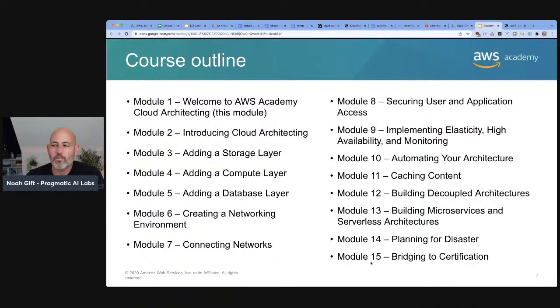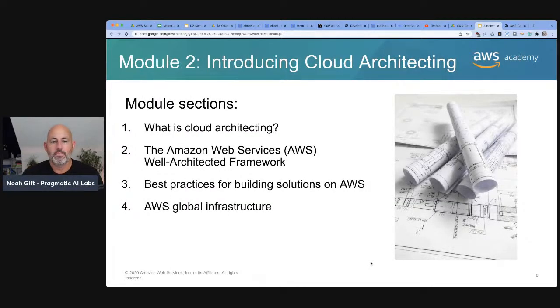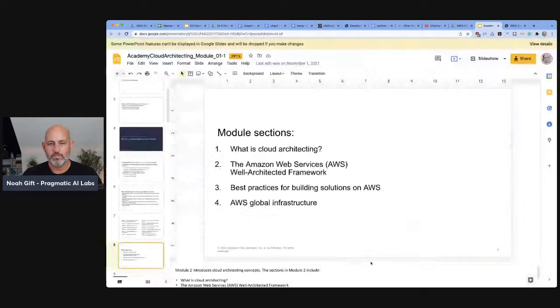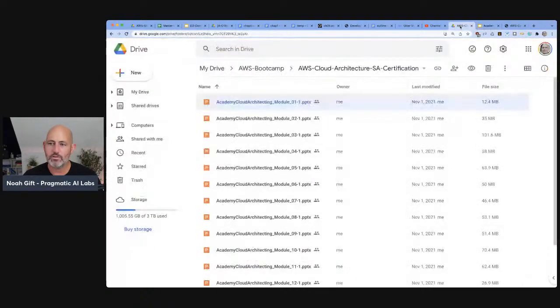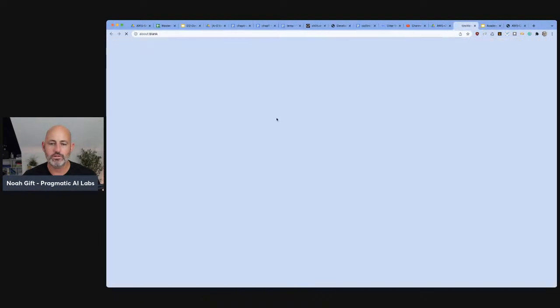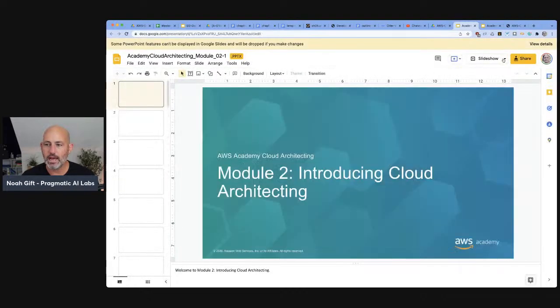And then this is just an overview of the different things that we'll go over the next several weeks. The module, this one, cloud architecting, storage, compute, database, network, securing user and application access, elasticity, automated architecture, caching content, building decoupled architecture, building microservice and serverless architecture, plan for disaster, and then bridging to certification. So basically, that's the overview. And so I can just move on down to the first real module that has material. And I'm going to dive right into this.